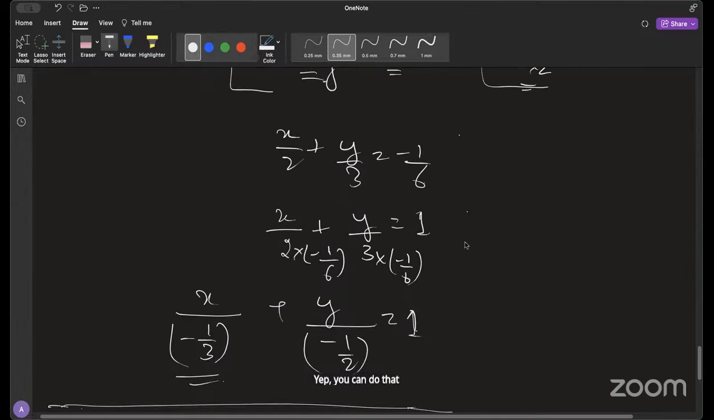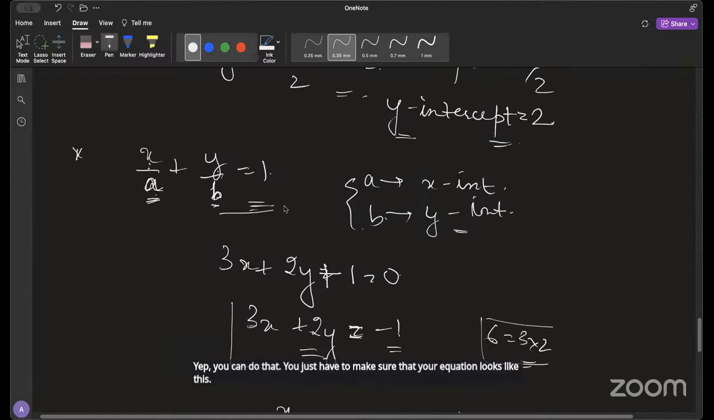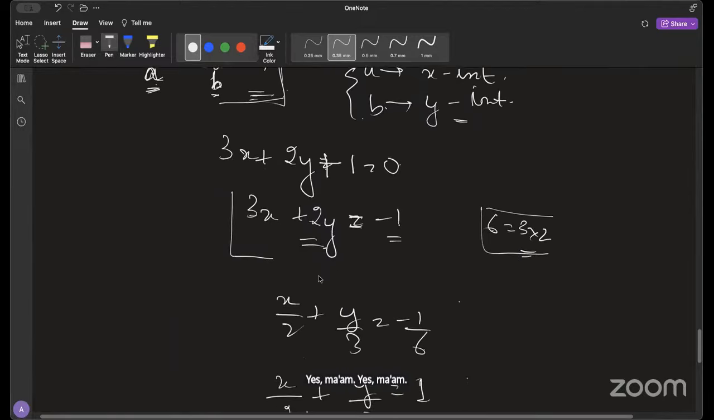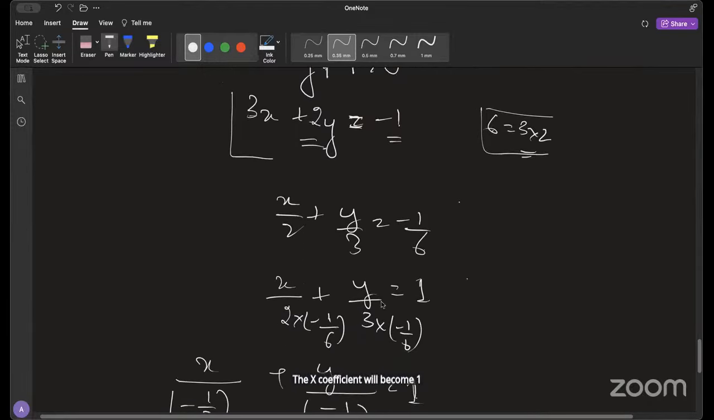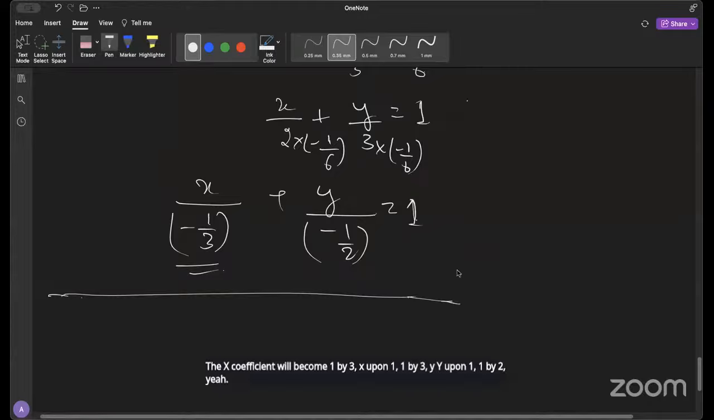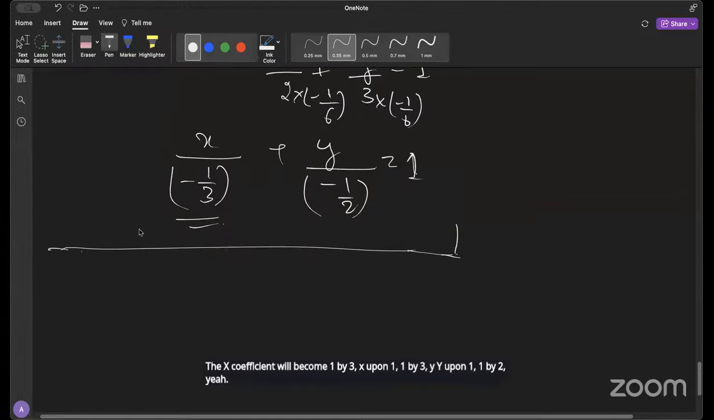You just have to make sure that your equation looks like this. We can just reverse it. The x coefficient will become 1/3, x upon 1/3, y upon 1/2. And then let's say you have general form, and you want to convert it to 2-point form.